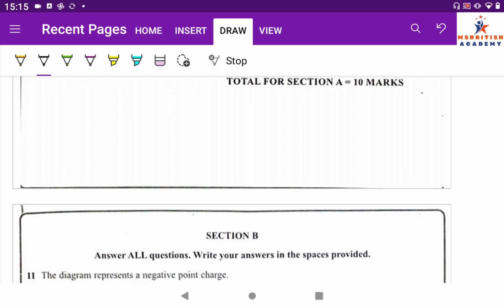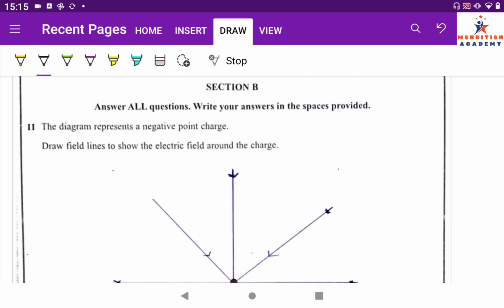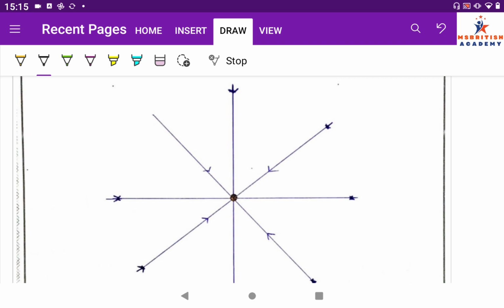Now section A is complete. Now section B. The diagram represents a negative point charge. Draw field lines to show the electric field around the charge. Negative charge fields are towards itself, and positive charge electric fields are outward. Because if the positive charge is there, the electric field will be outward, and if it's a negative charge, the electric field lines will be inward.